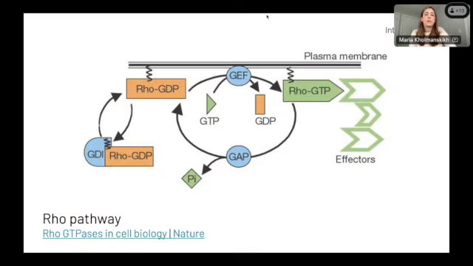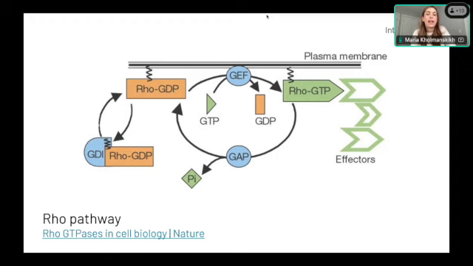Rho GTPases are molecular switches that go from the on, GTP-bound state, where they can bind to their downstream effectors that regulate cellular function, to the off, or GDP-bound, state. The rate of GTP hydrolysis by Rho proteins is very slow, and that's why hydrolysis is facilitated by GAP, GTPase activating protein, molecules that facilitate the rapid inactivation.